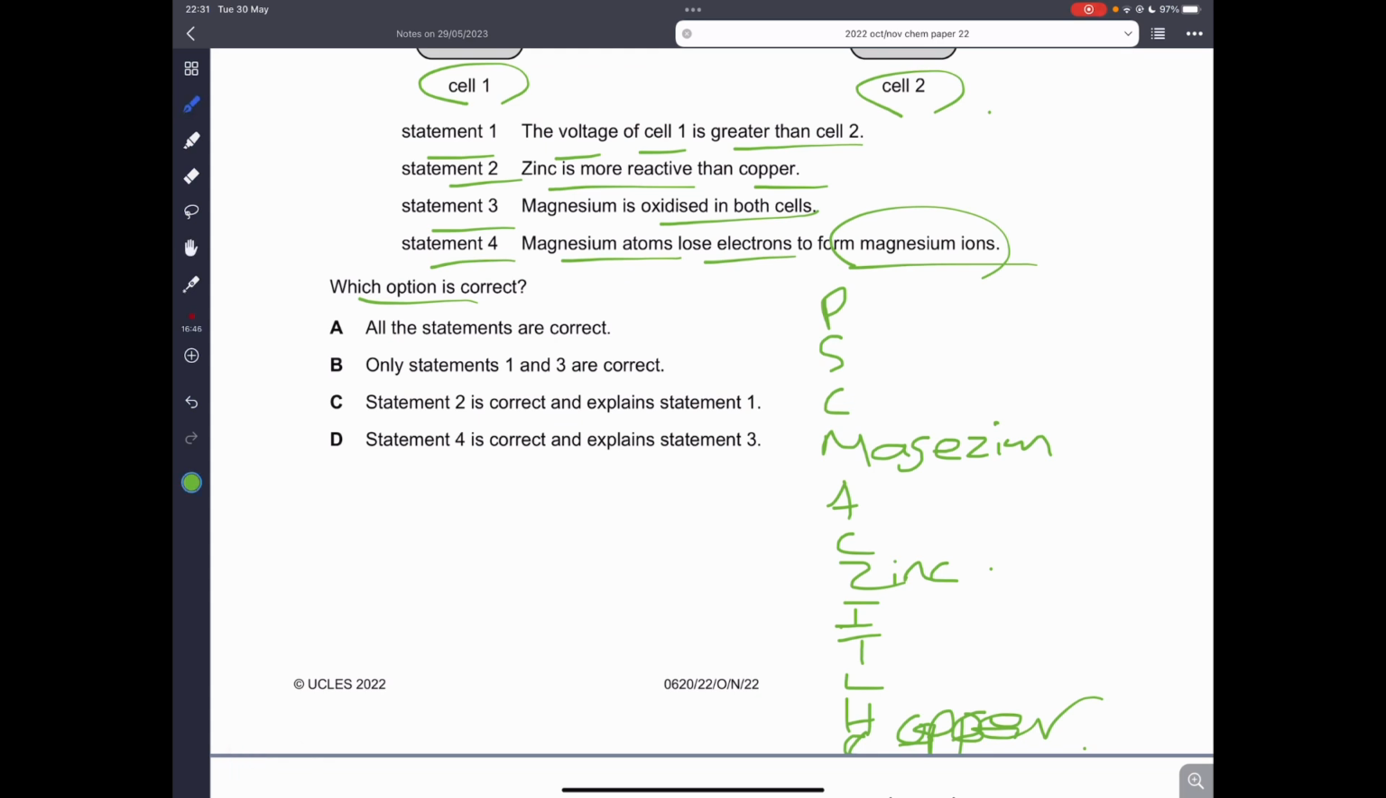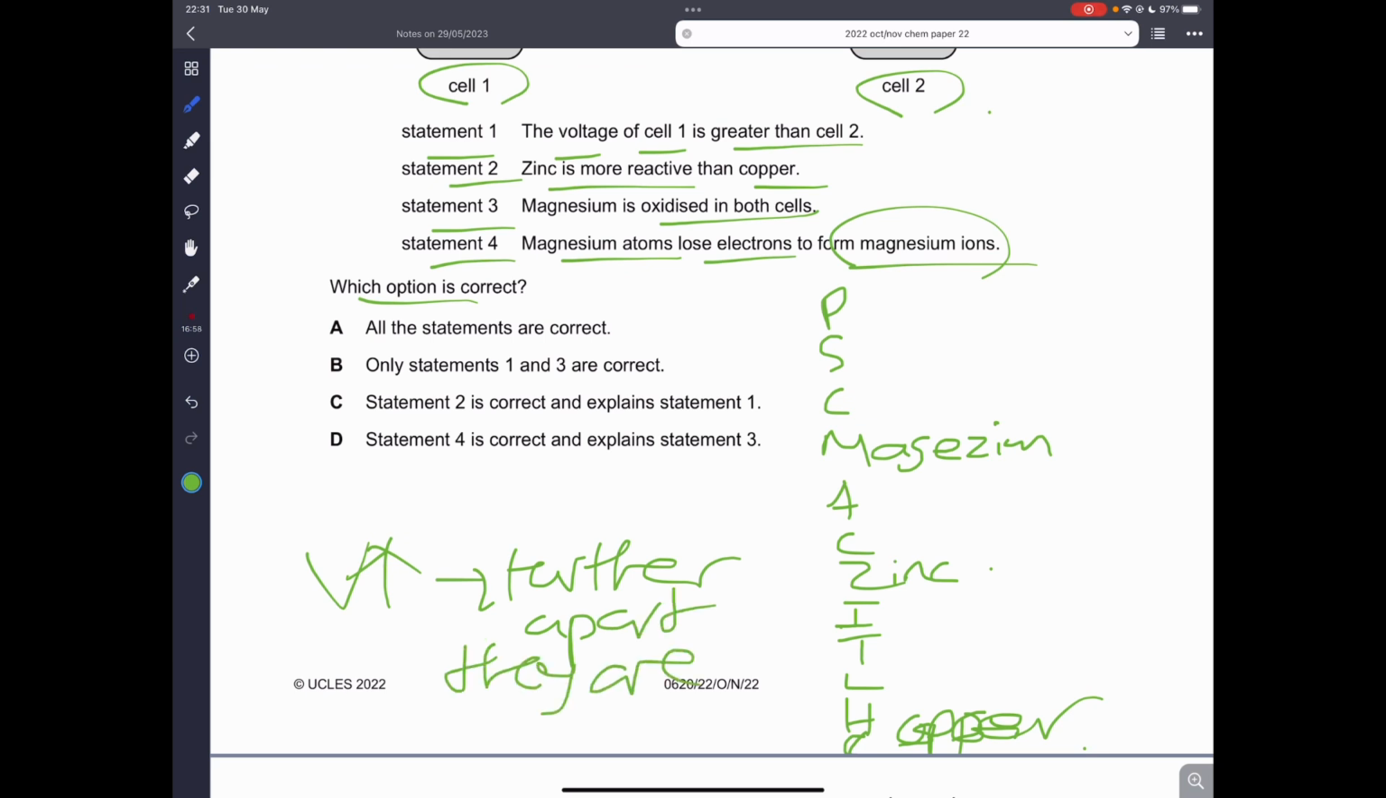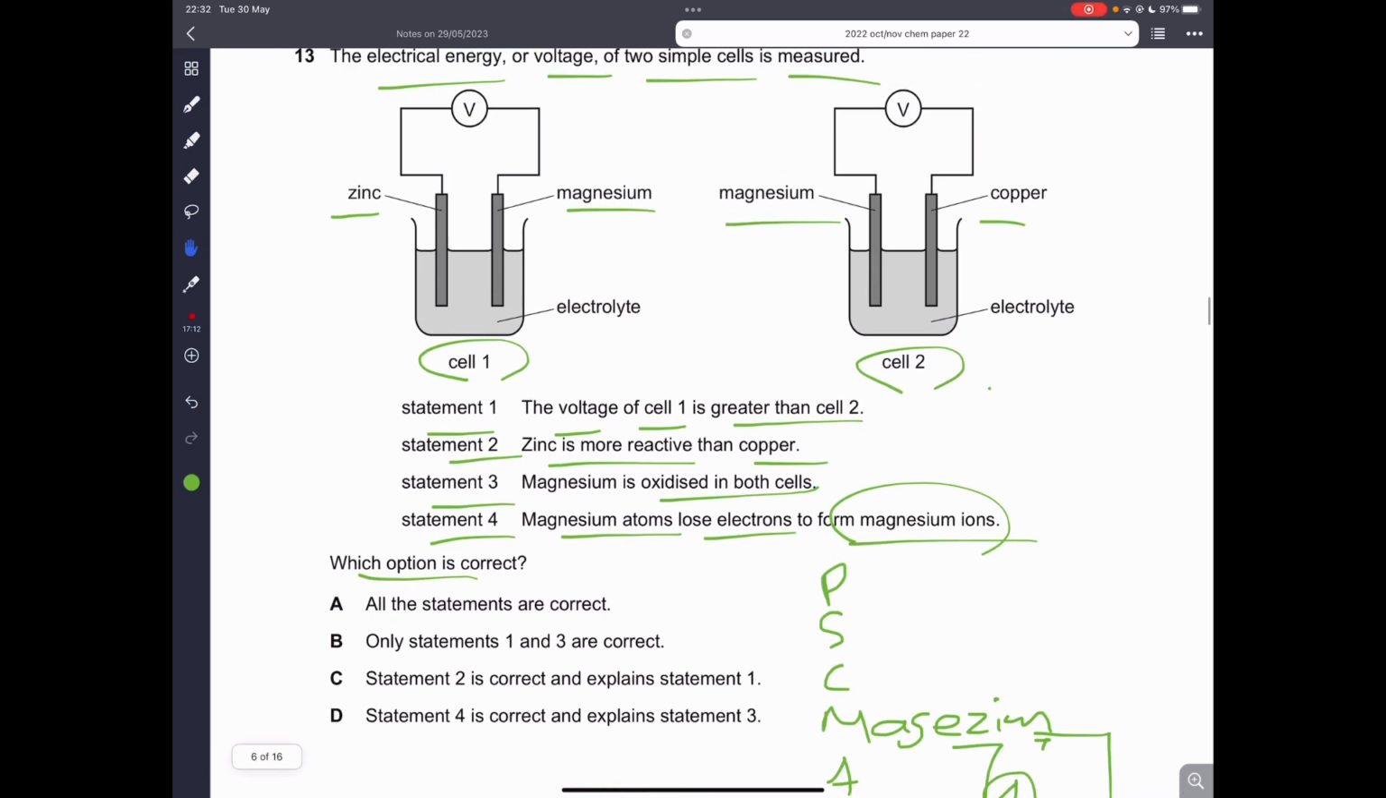So remember, in which one produces more power, the voltage produced depends on how far apart they are: the further apart, the more voltage they produce. And so magnesium and zinc are not that far away from each other, while magnesium and copper are very far from each other. Now magnesium and zinc are in cell 1, magnesium and copper in cell 2. So statement 1 says that the voltage of cell 1 is greater than cell 2. That is definitely wrong because magnesium and copper are further away from each other. It should be cell 2.